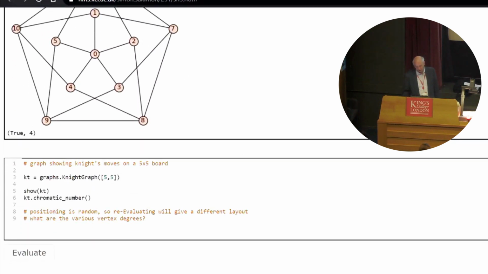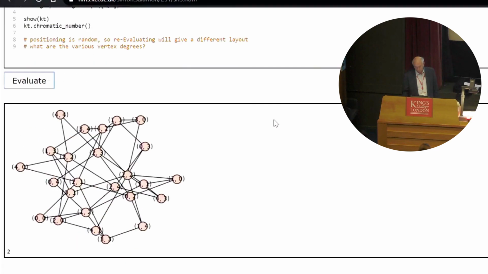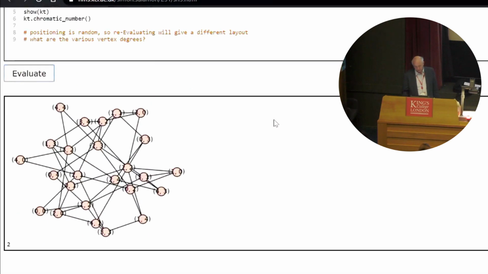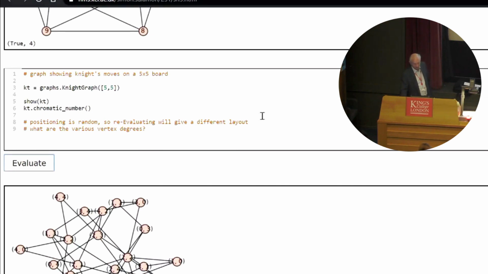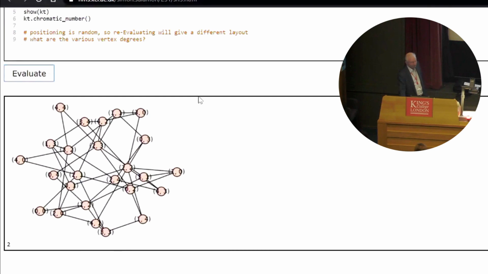Okay, and then you can get incredibly complicated graphs. You know, if you play chess, you think of all the knights' moves. This is just the knight's move on a 5x5 board, let alone an 8x8 board, and you get all those vertices joined up in funny ways.